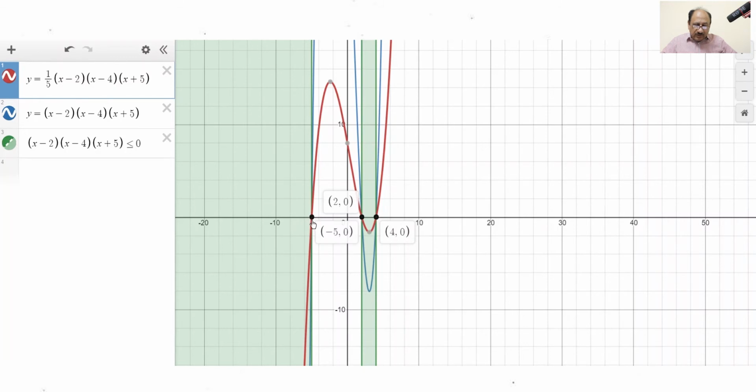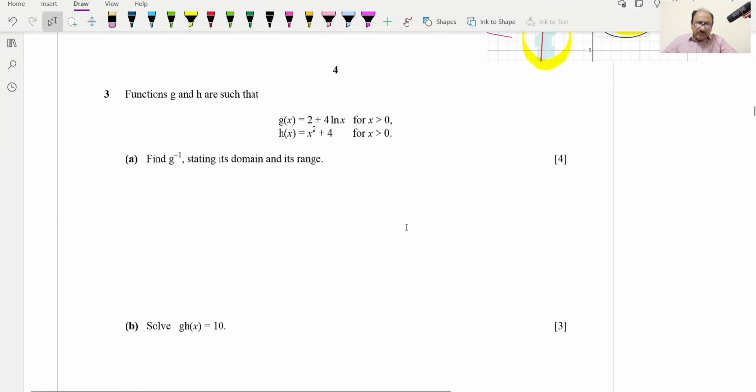And if we check this point, it is x equal to -5, so less than -5 is the green portion, it means this is our solution, and greater than 2 and less than 4 is also our green portion, which is our solution. So you will have to practice these types of questions. This will be very helpful for your exam. Hopefully you understood this. Now we can move to question number 3.